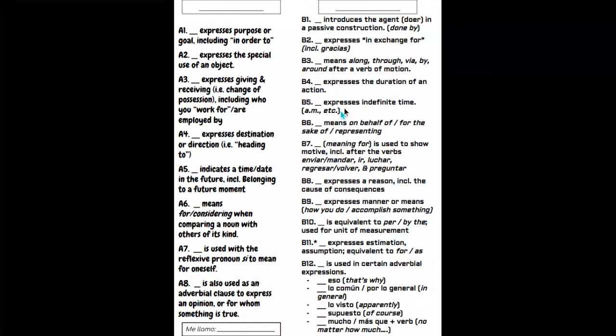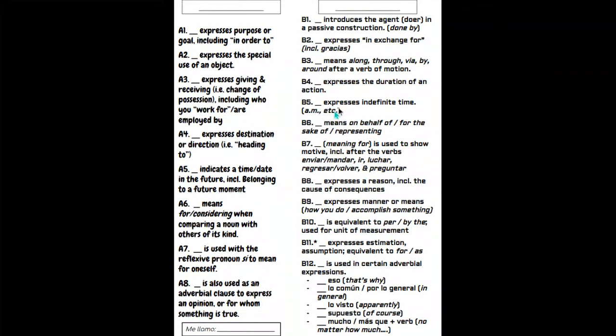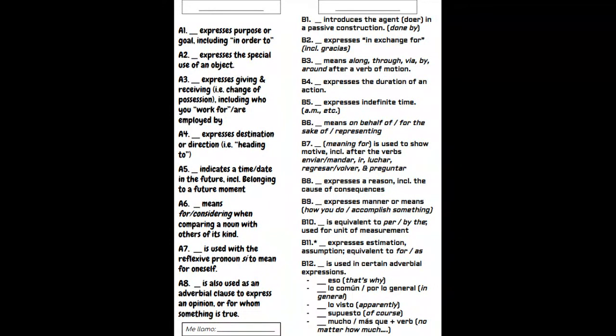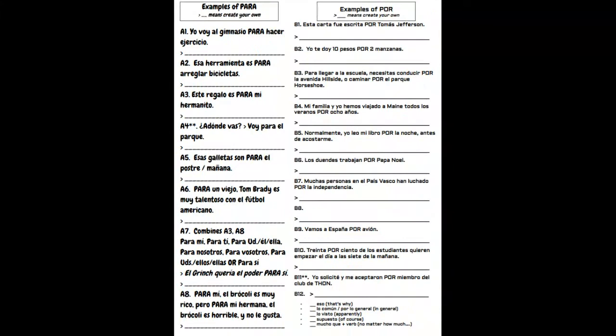B5. To express an indefinite time, like in the morning or in the afternoon, right? So instead of saying the actual time, like 7:35 a.m., if you're saying, I'm going to do this in the morning, like dishes, right? I don't want to do the dishes tonight. I'm going to do them in the morning. Yo los hago por la mañana, in the morning. You're going to use por to say a general in the morning or a general in the afternoon. Okay. Normalmente yo leo mi libro por la noche antes de acostarme. Normally, I read my book at night before going to bed.